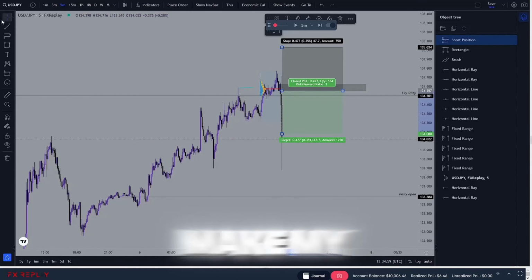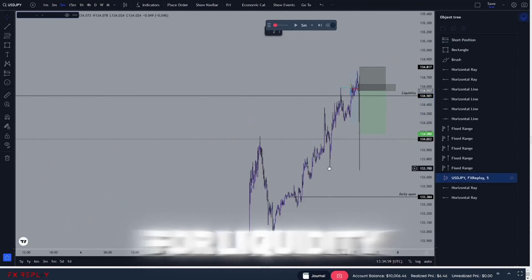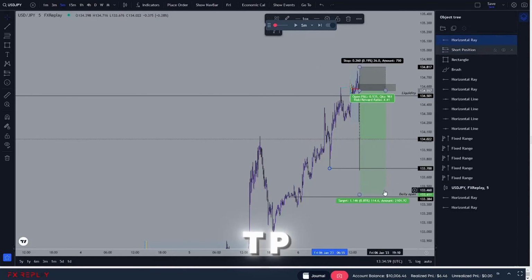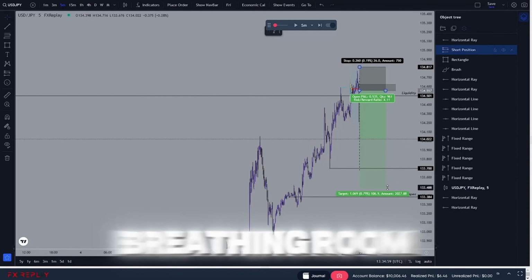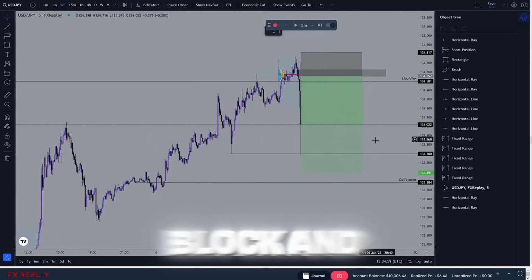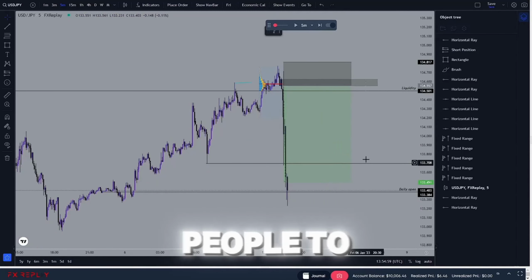I would enter here, make my stop loss at the sweep with some breathing room, and we could aim for liquidity first, and then for the daily open as a TP, so first TP and second TP, with some breathing room here to the upside, so probably here at the order block. And yeah, first TP would have hit. And let's see, full TP would have hit.